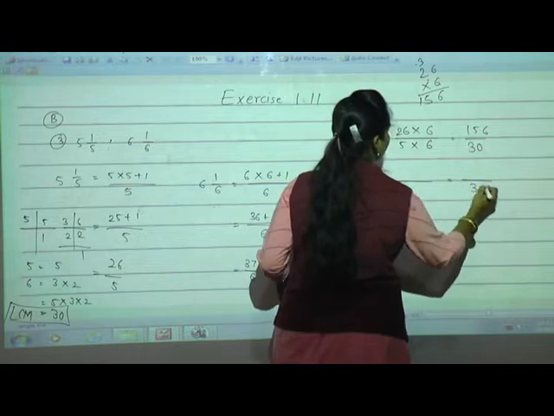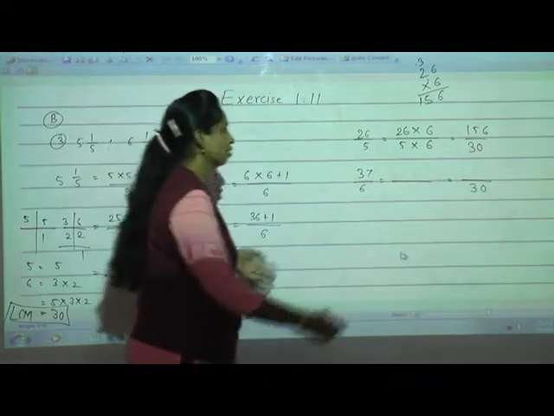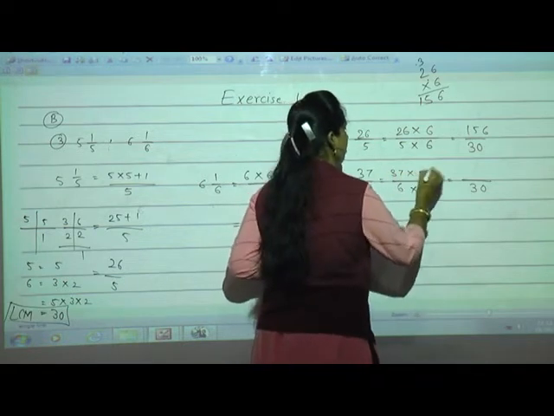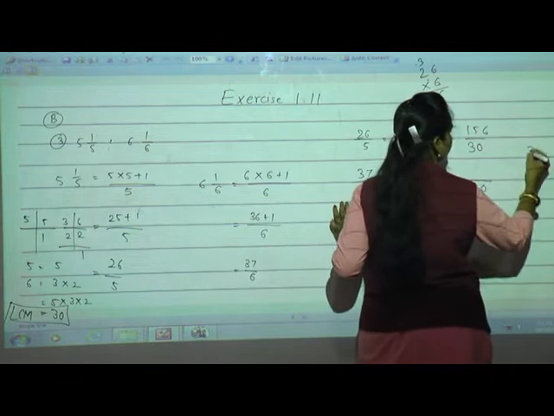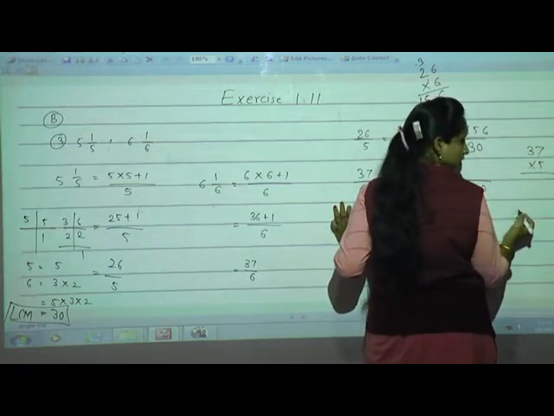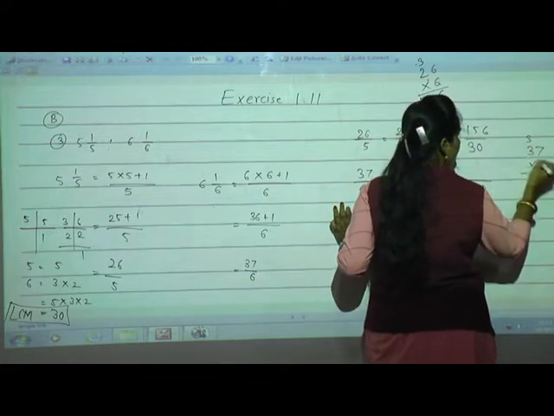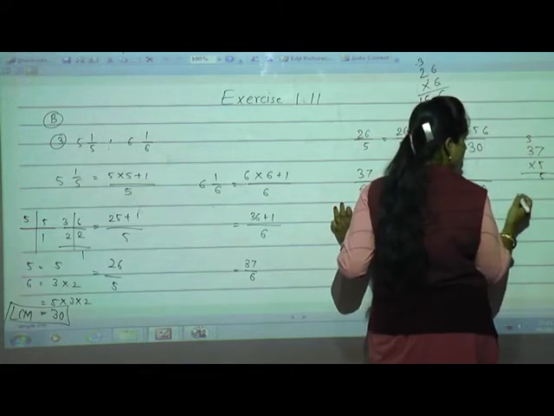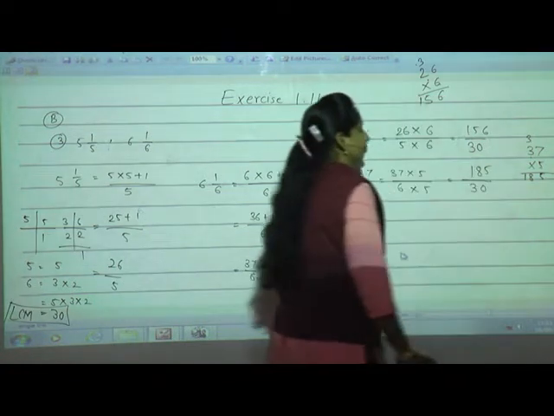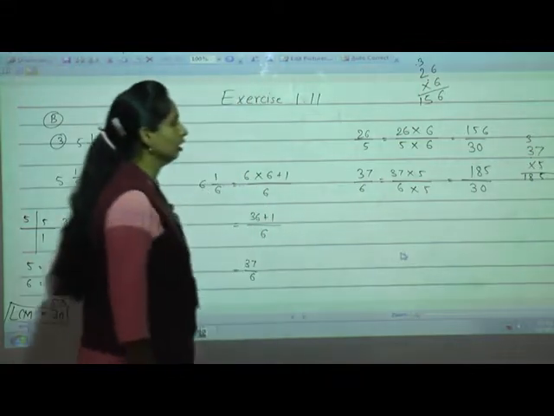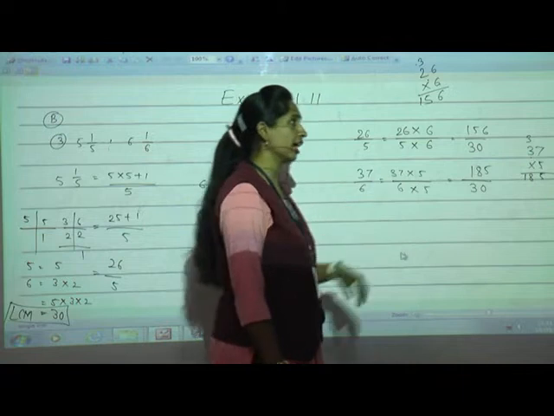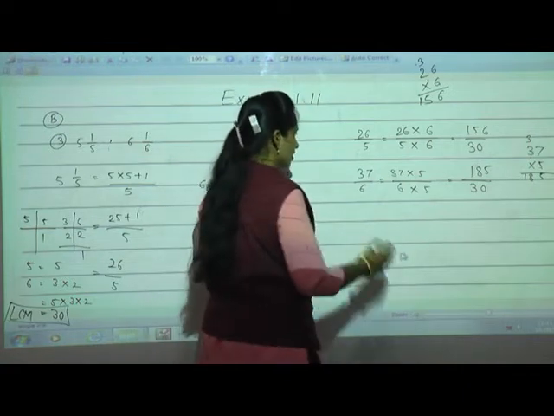So in the place of denominator what should come? 30. So 6 5s are 30. So 37 multiplied by 5, we have to do the rough work. 5 7s are, yes, 35. 5 3s are 15. 15 plus 3, 18. So 185, isn't it? Okay. Now we got like fractions. Now we can add both the numbers, isn't it?